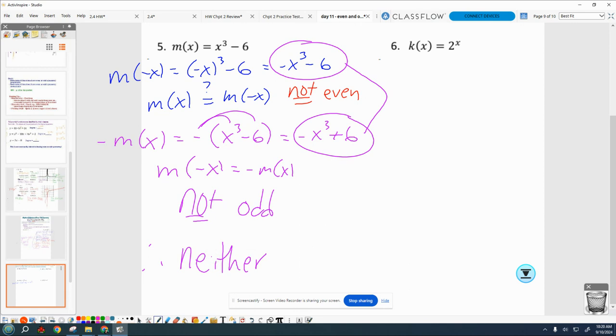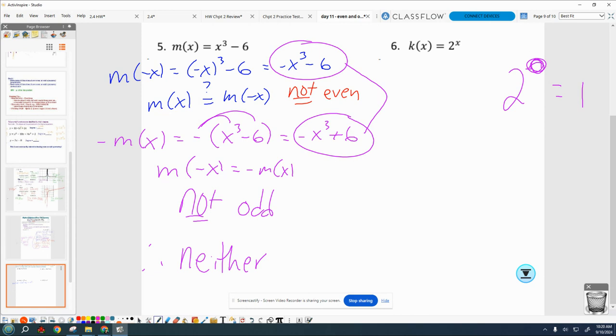Six, I have a question. Actually, before we do that, what is 2 to the 0? Okay, Nia says 1, someone else says 0. What is 2 to the 0? Anything to the 0 power, except 0 to the 0, is 1.